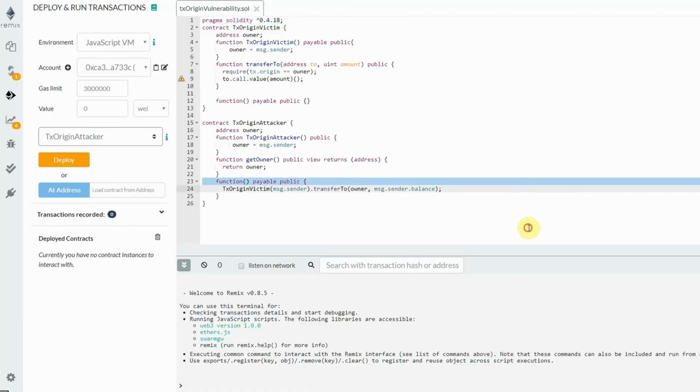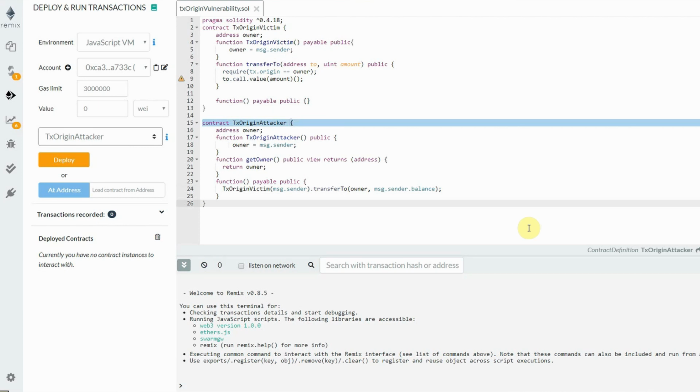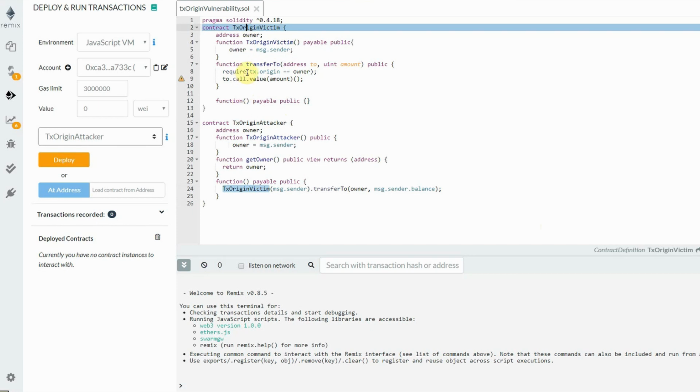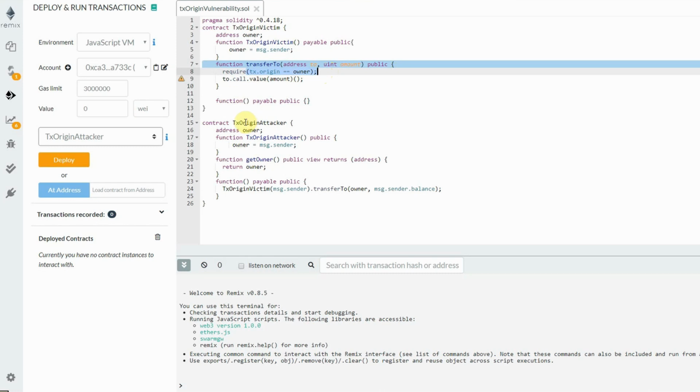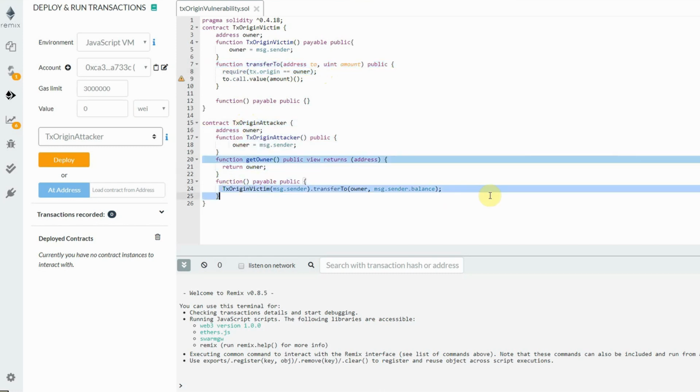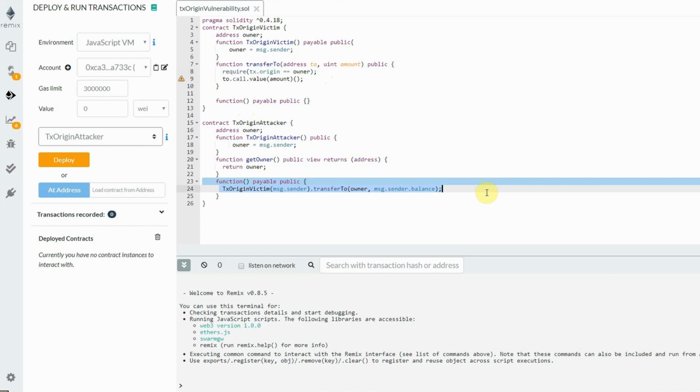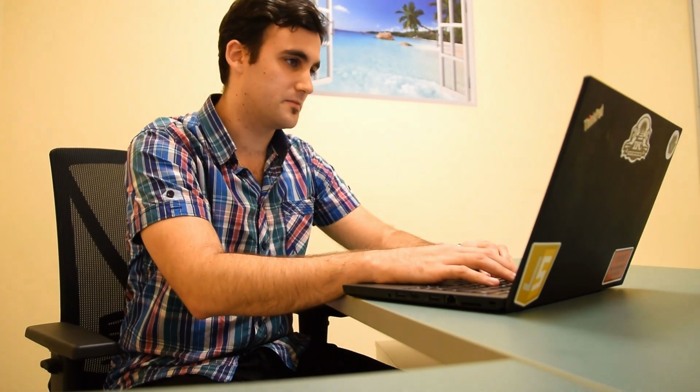So here we can see a contract of a wallet, the attacker and the victim. The victim is someone who is using tx.origin to check the transaction sender. Let's see what will happen when we deploy those contracts and try to exploit this vulnerability. Here we have the attacker, who uses a fallback function in order to attack this contract. We will first choose the victim and deploy a contract to the mainnet with a balance of 10 Ether.